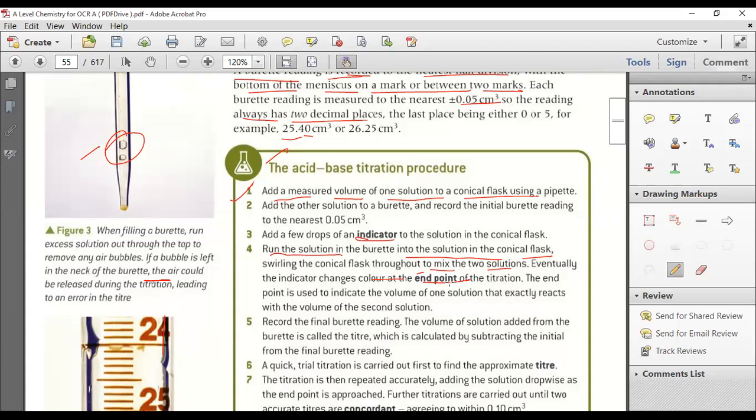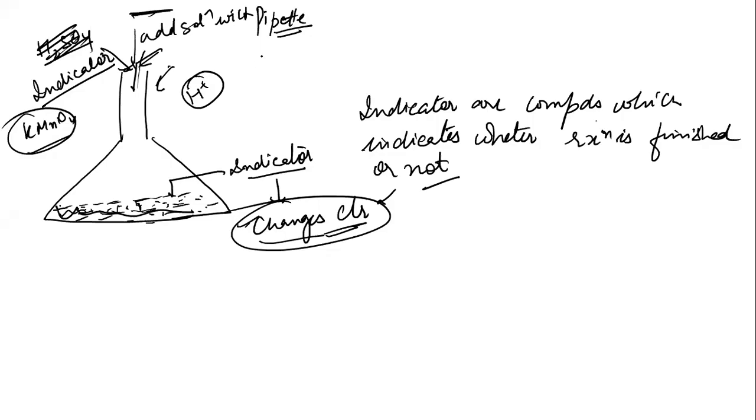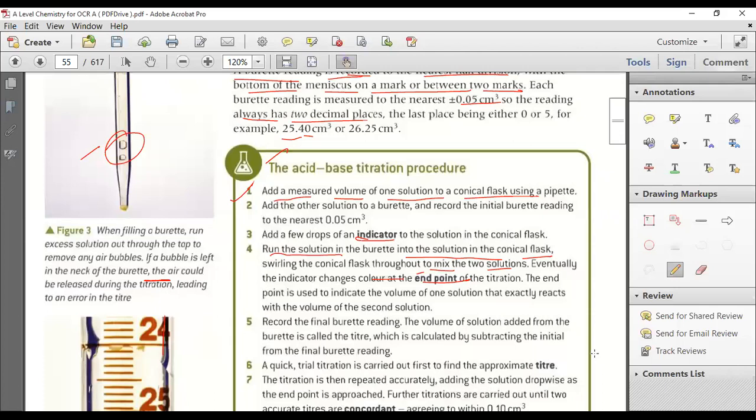The end point is used to indicate the volume of the solution that exactly reacts with the volume of the second solution. In our burette there is one solution, and in the conical flask there is also one solution. As soon as this color changes, we need to take note of the burette reading. Suppose it is coming 20 mL. It doesn't matter, it may come more or less. We need to note down this particular reading.